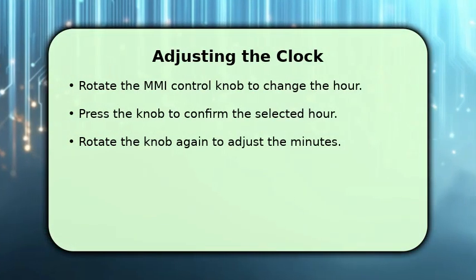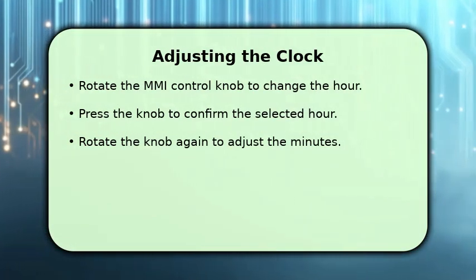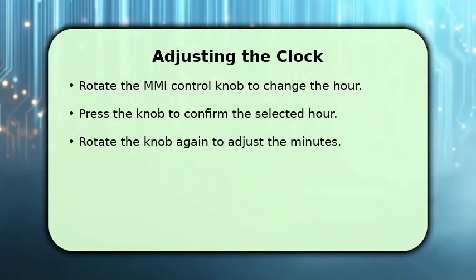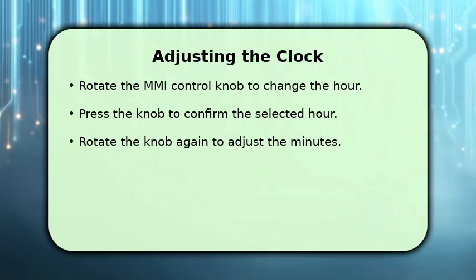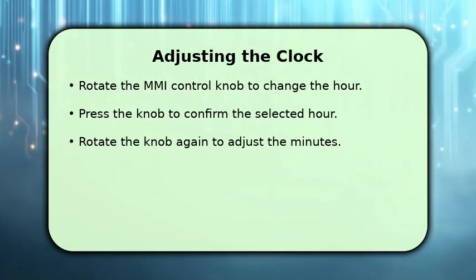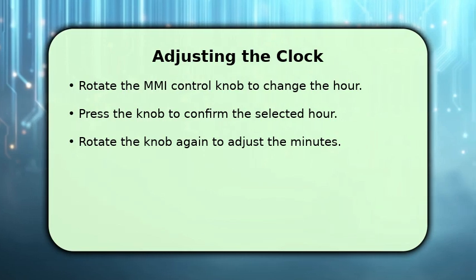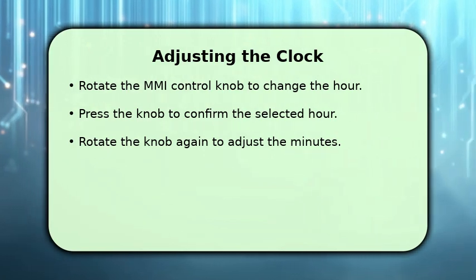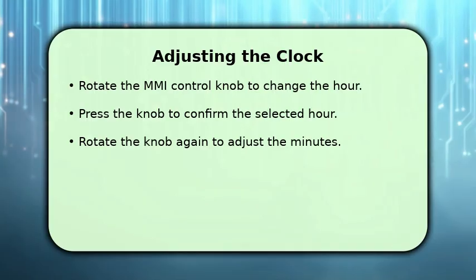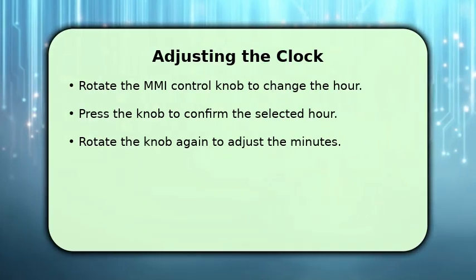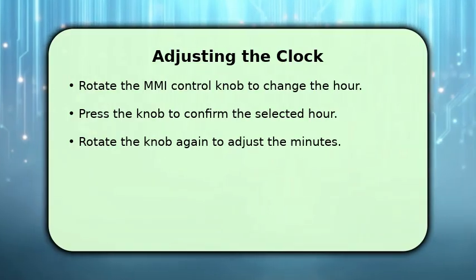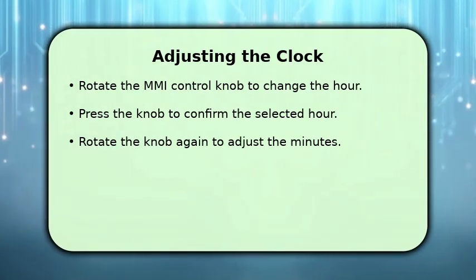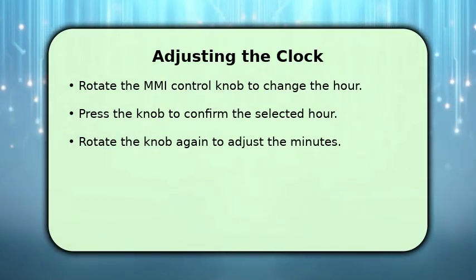Once you are in the time adjustment screen, the hour display will typically be highlighted. Rotate the MMI control knob left or right to cycle through the hours until you reach the desired setting. After selecting the correct hour, press the control knob firmly to confirm your choice. The minutes display will then become highlighted, allowing you to rotate the knob again to adjust the minutes. Press the knob one final time to set the minutes and complete the time adjustment.